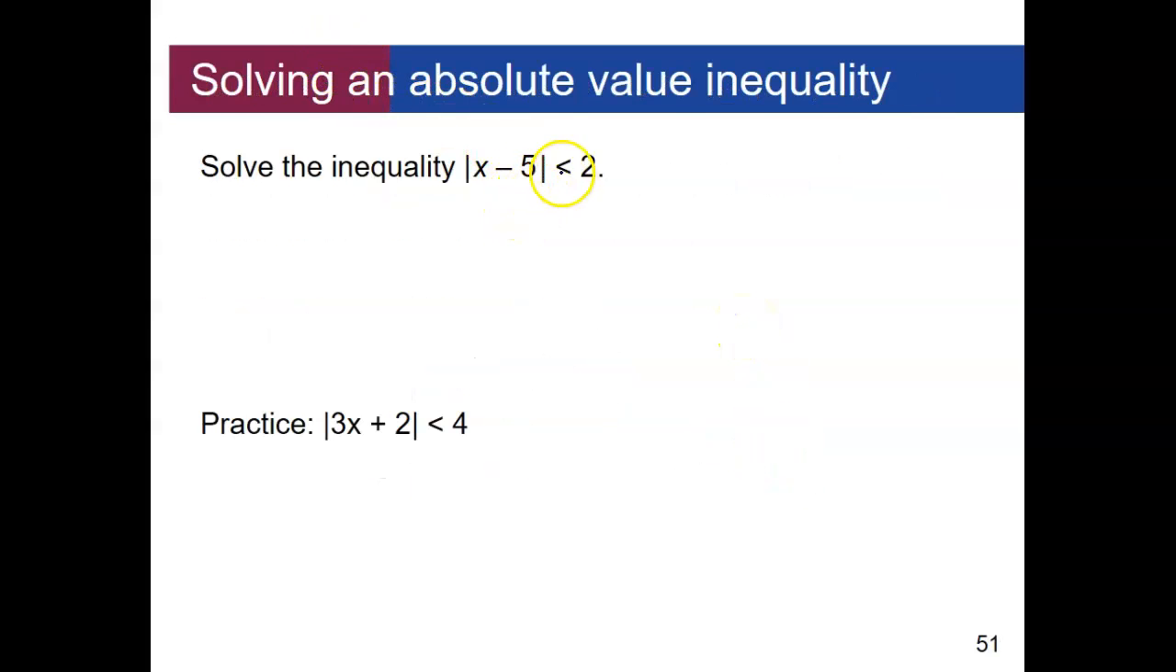Okay, here's another one to practice with. This is a less than, so we'll do x minus 5, less than signs on either side, and we'll have -2 and +2. So we need to add 5 to each part. So we'll have 3 is less than x is less than 7. So it'll be from 3 to 7.